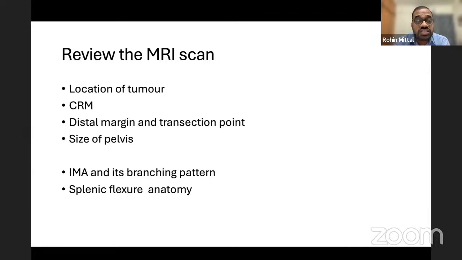Additional things to look at, if you can, is the IMA and its branching pattern, and also the splenic flexure anatomy to see whether it's a deep splenic flexure or it is something simple, because sometimes in a low anterior resection, you will mobilize the splenic flexure.